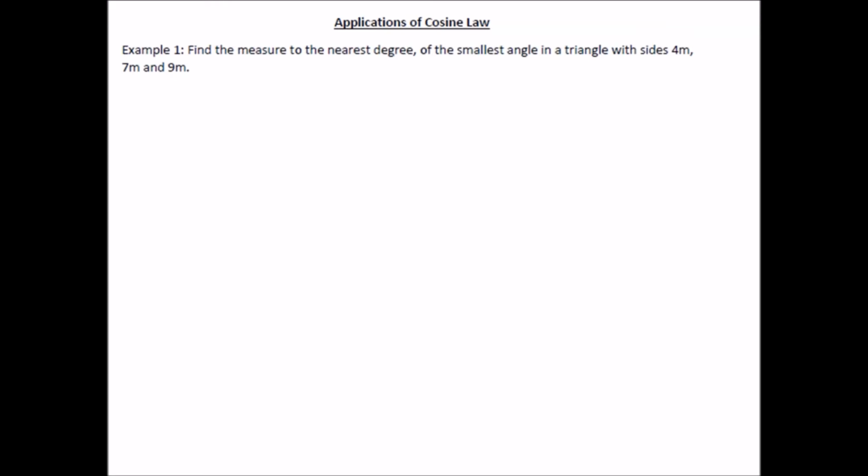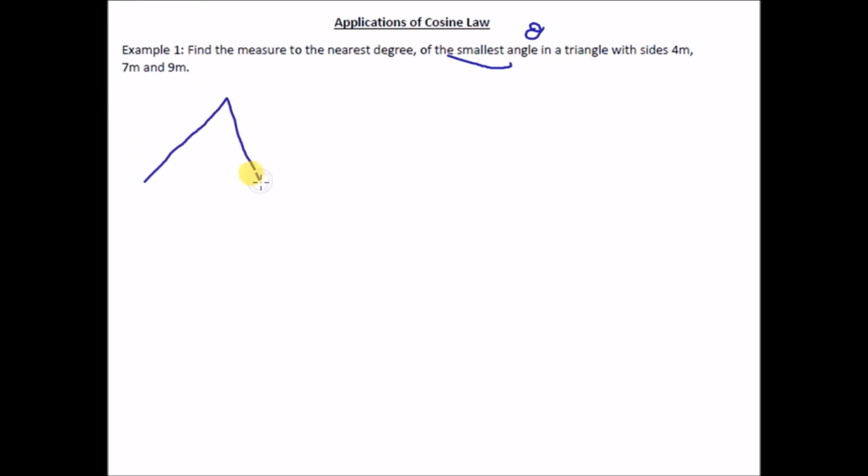We're going to take a look at applications of cosine law now. Okay, so we'll do a couple word problems and a couple where we have to draw it. So find the measure to the nearest degree of the smallest angle, so we want theta, in a triangle with sides 4, 7, and 9.